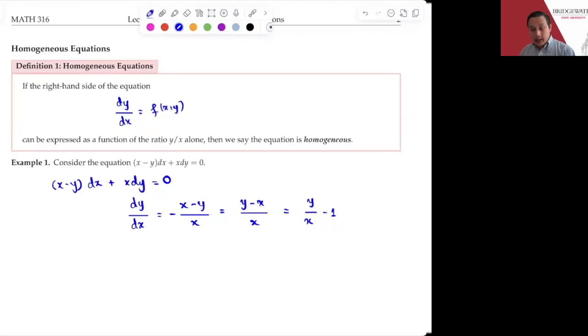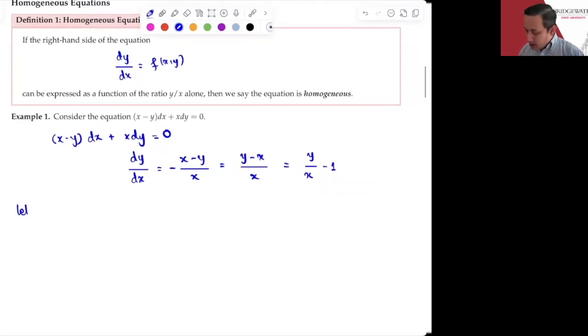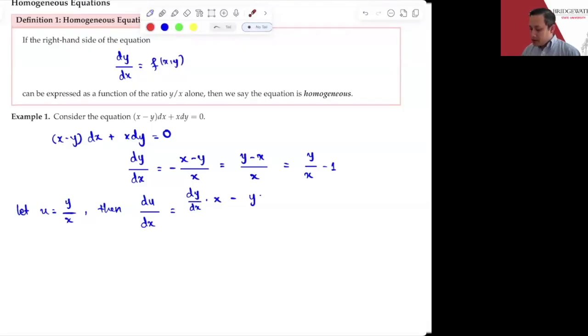Okay, now this is the substitution process. You let u equal to y over x. Then you find du/dx. This is a fraction, so when you take the derivative of a fraction, you apply the quotient rule: the derivative of the top function, which is dy/dx, times the bottom function, minus the top function times the derivative of the bottom function, which is 1, all divided by x squared.